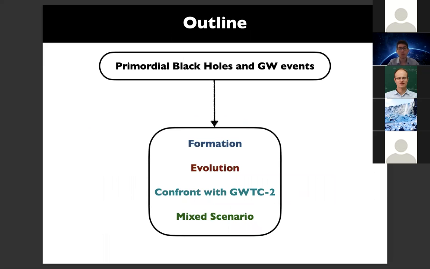So today I will talk about primordial black holes and gravitational wave events. And at first I will discuss the PBH formation, and see later how they evolve during the cosmological history. Then I will discuss how the PBH model will confront with the second transient catalog. And finally, analyze a possible mixed scenario in which a binary is composed by a primordial and an astrophysical black hole.